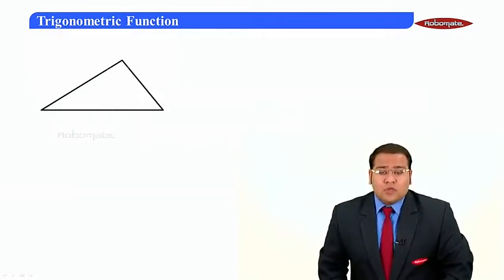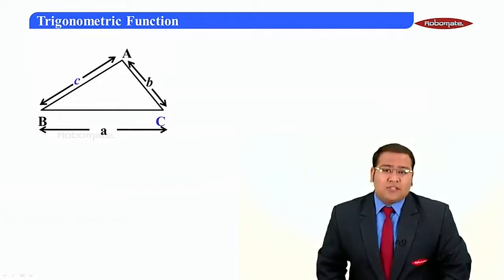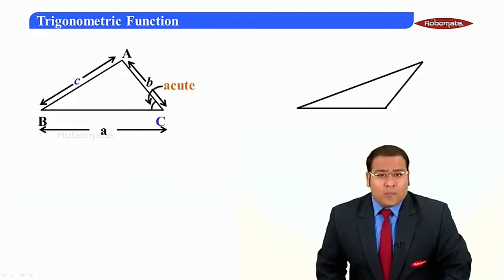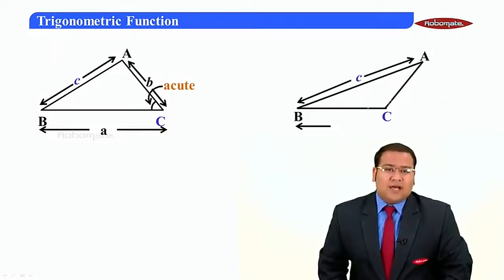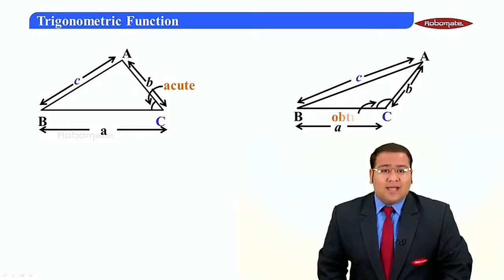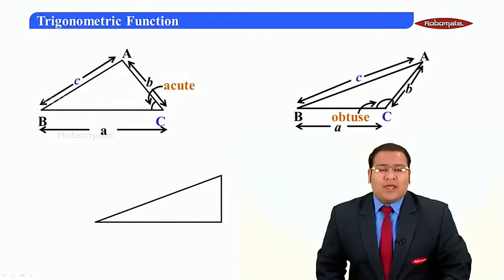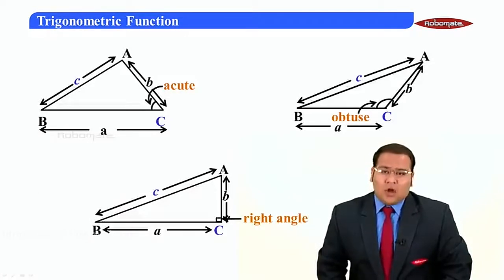So, in triangle ABC, if we have opposite sides as c, b and a respectively, in that case, angle C is an acute angle. Also, you have another triangle ABC. Opposite sides are c, a and b respectively, where angle C is an obtuse angle. You also have triangle ABC such that its angle C is a right angle. Opposite sides are c, a and b respectively.